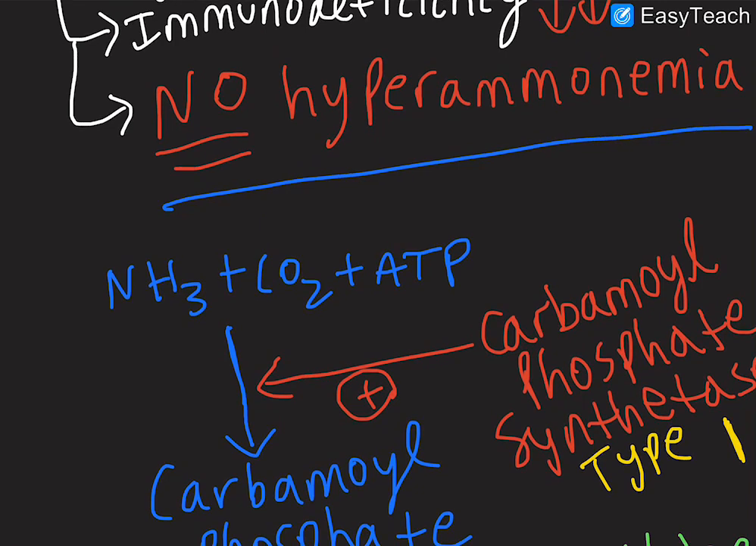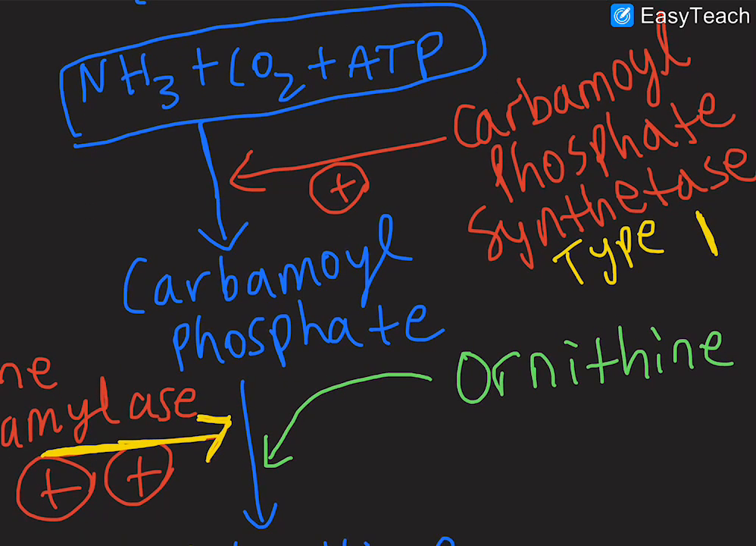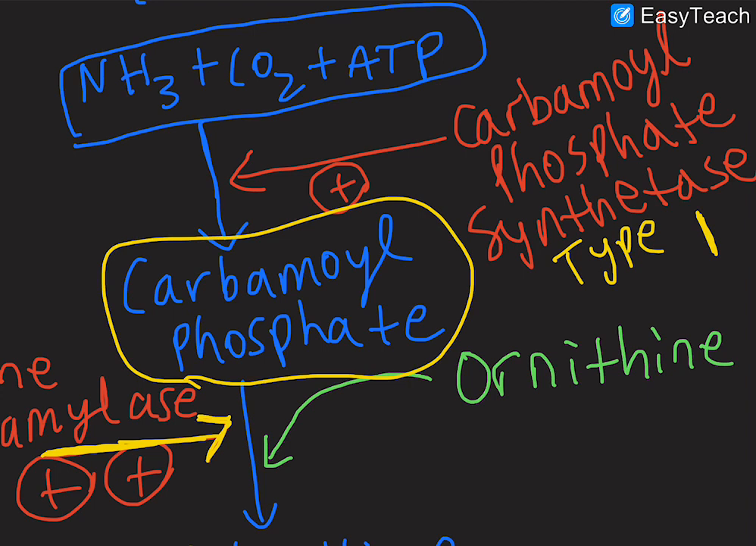That's an important distinction to make, because an ornithine transcarbamylase deficiency relates to the urea cycle. We'll talk about the urea cycle in a future video, but just to mention a few steps, remember in the urea cycle we have ammonia, carbon dioxide, and ATP. We take that and we make carbamoyl phosphate, via carbamoyl phosphate synthetase type 1, because remember, type 2 is in the pyrimidine synthesis pathway.